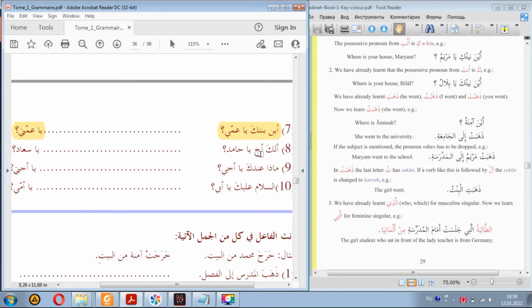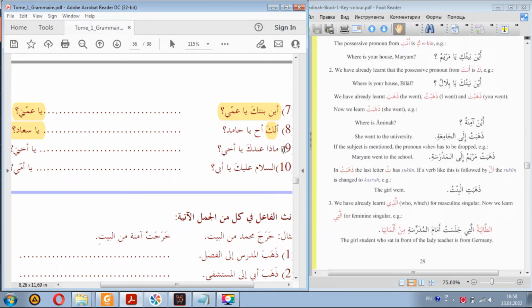ألك أخ يا حامد? Do you have a brother, oh Hamid? ألك أخ يا سعاد? Do you have a brother, oh Su'ad? Lak is the masculine possessive pronoun and laki, ki, a feminine possessive pronoun. ماذا عندك يا أخي? What do you have, oh my brother? ماذا عندك يا أختي? What do you have, oh my sister?